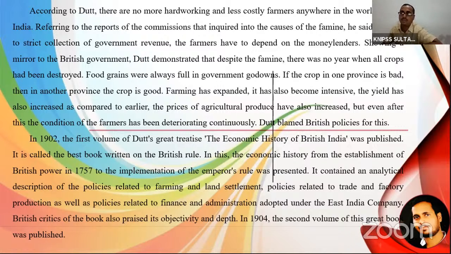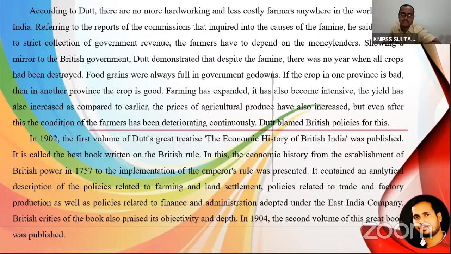If the crop in one province is bad, then in other provinces the crop is good, or more than the previous year. So farming has expanded during this period. It has also become intensive. The yield has also increased compared to earlier years, and the prices of agricultural products have also increased. But even after this, the condition of the farmers has been deteriorating continuously. He blamed the British policies for this.